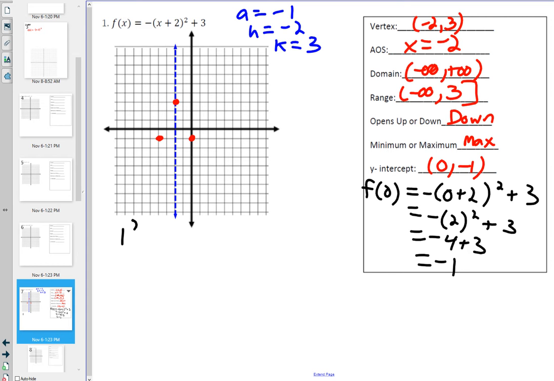We're going to square it, and then you multiply times A, which is -1, that's going to give us -1. So this tells us that if we go one left or right from the vertex, we have to go one down. Your parabola, and then you can celebrate.